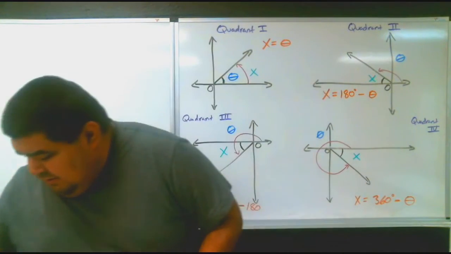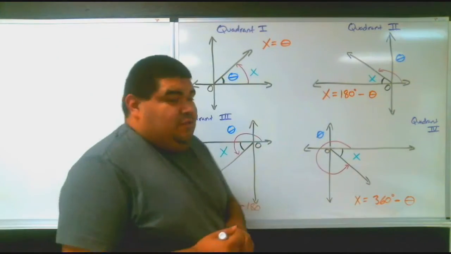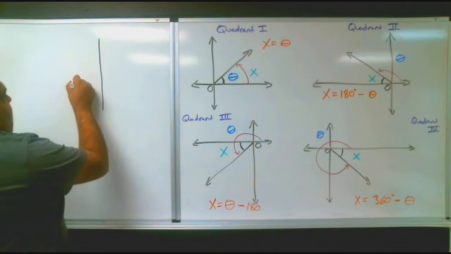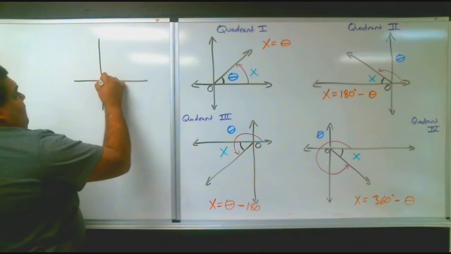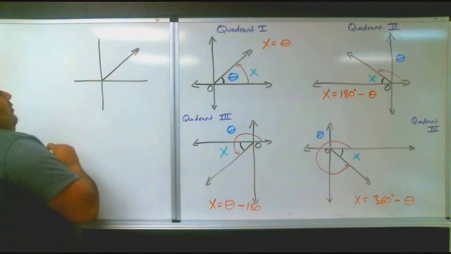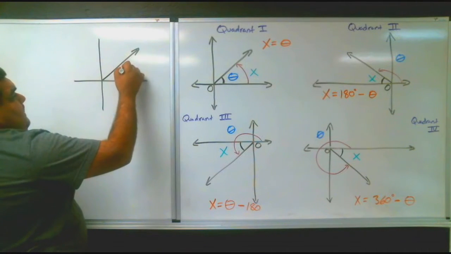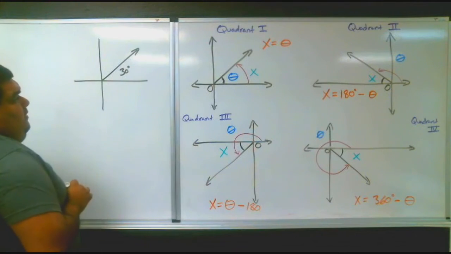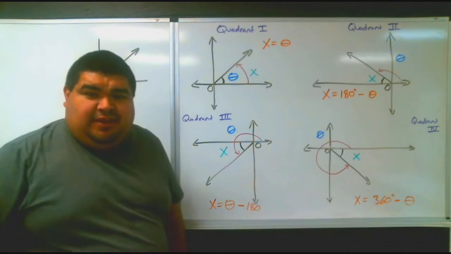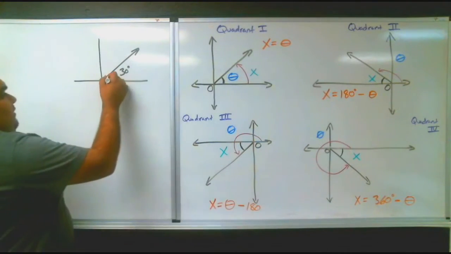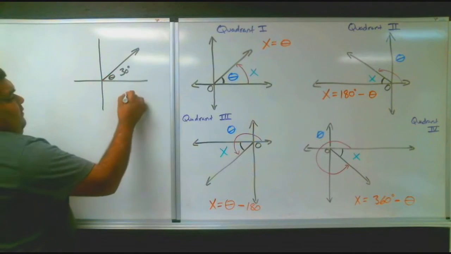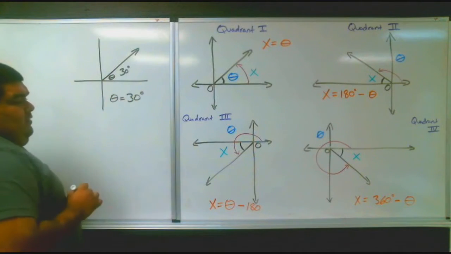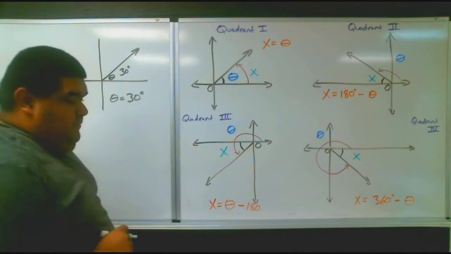If I were to have an angle for quadrant 1, again, we have our line. If I were to say I have an angle that is 30 degrees, and I ask what is theta? Theta is, again, 30 degrees. So theta equals 30 degrees.